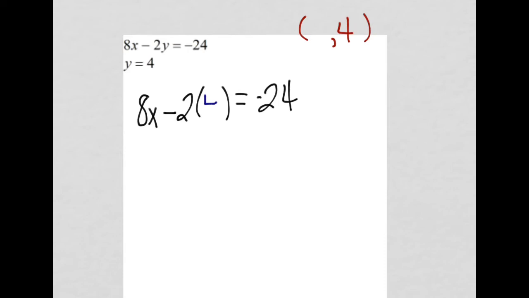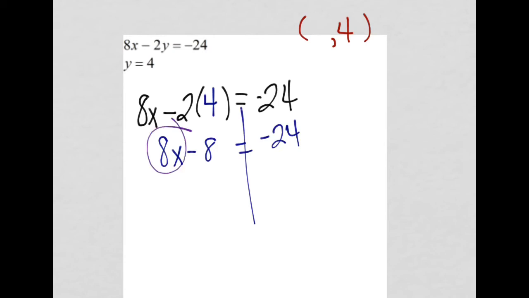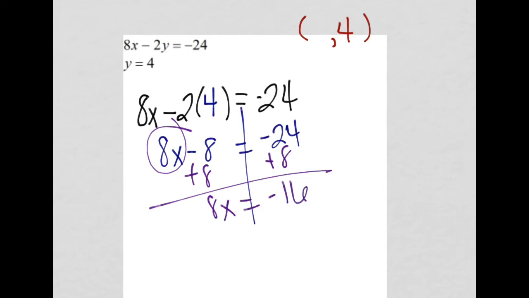So since y is 4, I fill in 4 there. Now I just solve. So 8x minus 8 equals negative 24. Circle what I'm solving for. Add 8. Add 8. And I have 8x equals negative 16. Circle what you're solving for. Divide it by 8. Divide it by 8. And x equals negative 2.